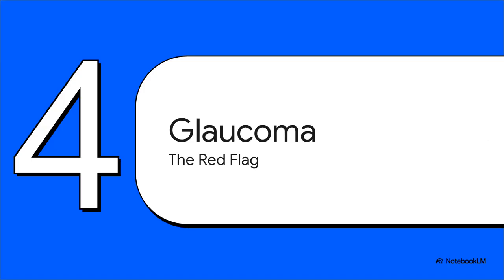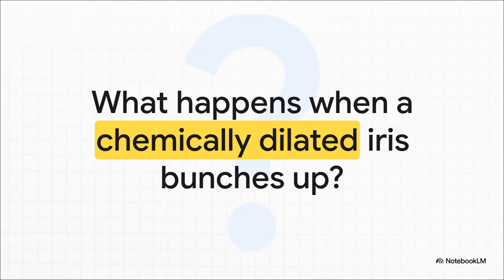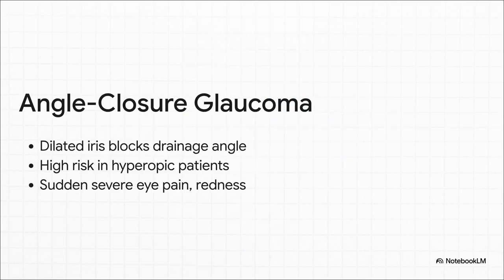Which brings us to part 4, glaucoma and the ultimate red flag. We manipulate the iris every single day, right? It's routine. But in the wrong anatomical environment, it can be an absolute disaster. Think about this for a second. What mechanically happens inside the eye when a chemically dilated iris gets forced to bunch up in a very tight, crowded space? Well, it causes angle crowding, and that leads to acute angle closure glaucoma.